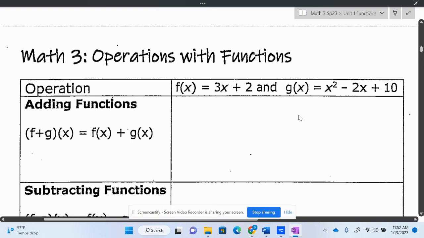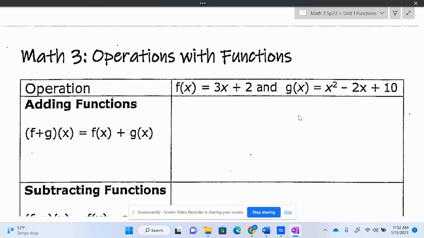So we're going to add functions together. First, we're going to start with adding, and notice that our f function is written right up here. So f of x is actually 3x plus 2. And the g function is actually x squared minus 2x plus 10.